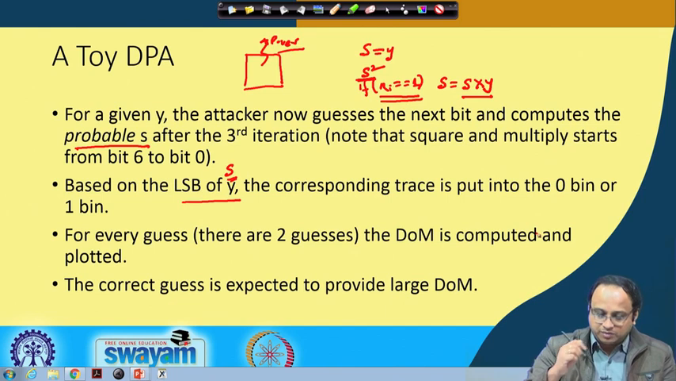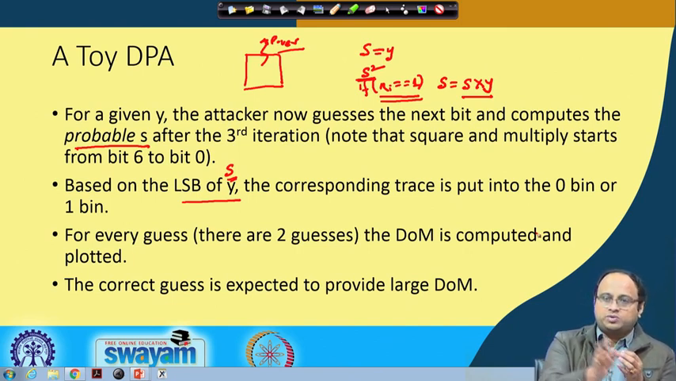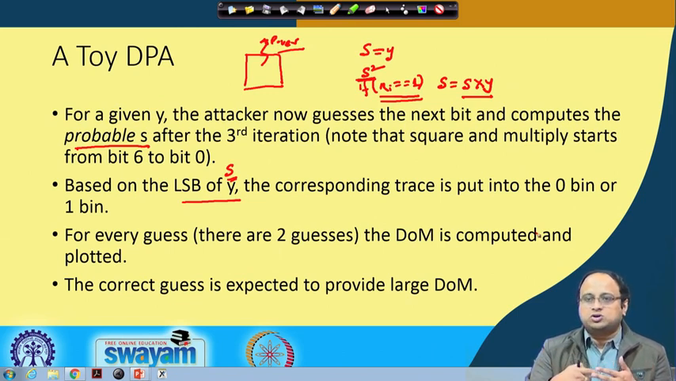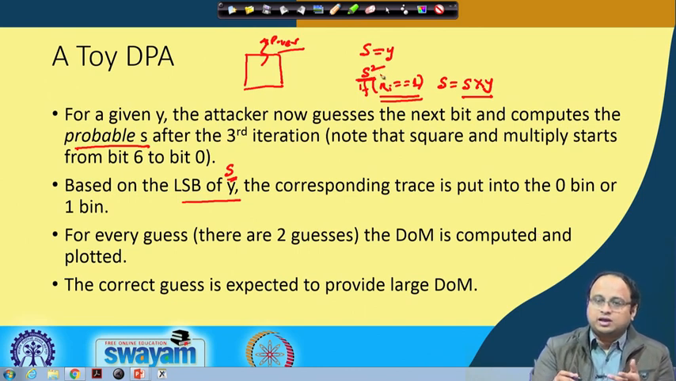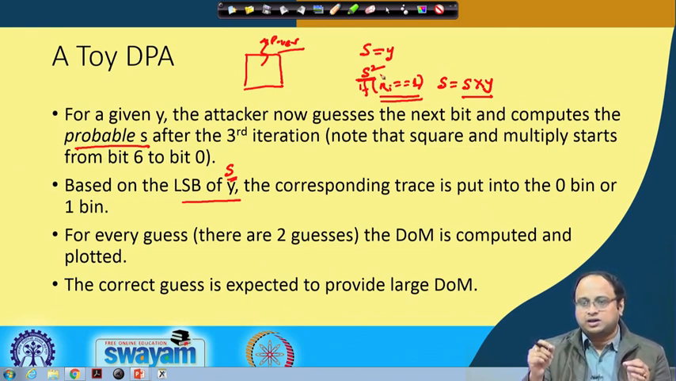But when I am guessing, the ambiguity from the attacker's point of view is that I have got this power value, and I must decide whether to put it into the 0 bin or the 1 bin. That depends upon the guess, and there are two choices: it is either 0 or 1. If it is 0, the attacker calculates s square and finds the LSB of s square, and depending on that does the splitting. If the guess is 1, it calculates s square, multiplies with y, takes the LSB and then splits.